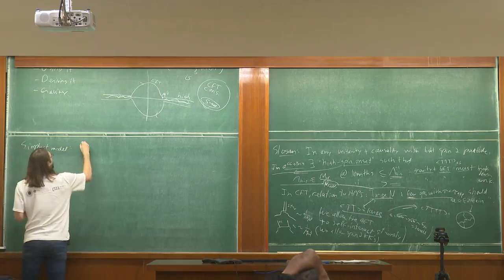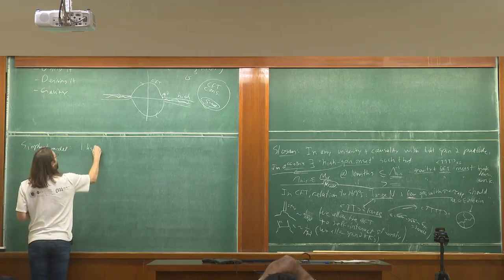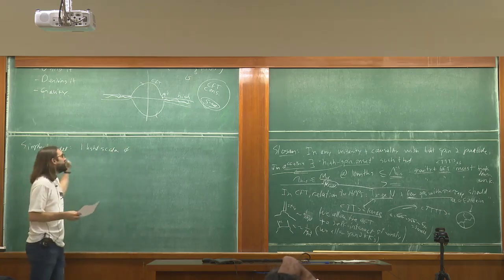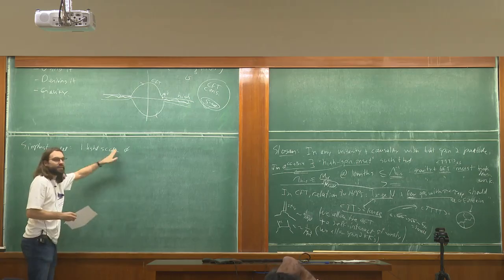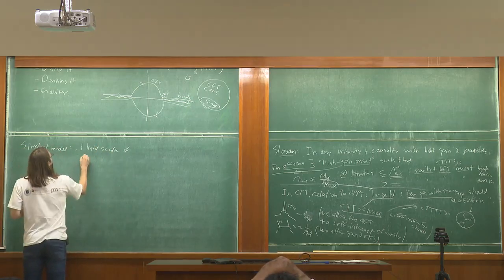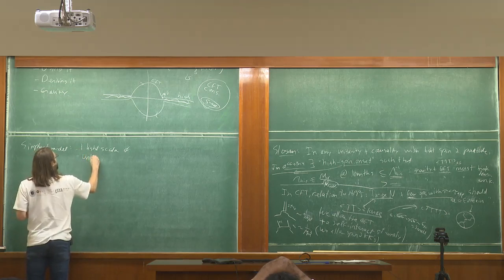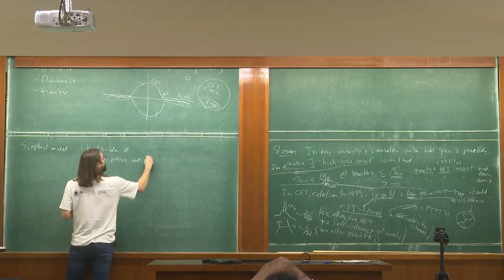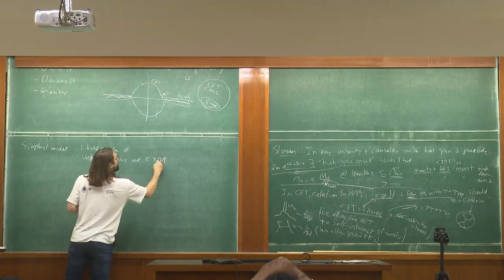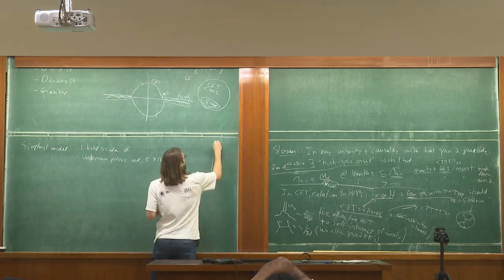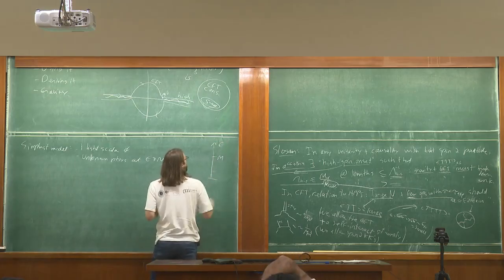So we have a single scalar. It could be phi. It could have a small mass, but let's take it to be massless. It's not going to matter as long as it's much lighter than the cutoff. And unknown physics at energies greater than some cutoff that we call capital M. So that's the scale of new physics. So we have the scalar and we have the scale M.